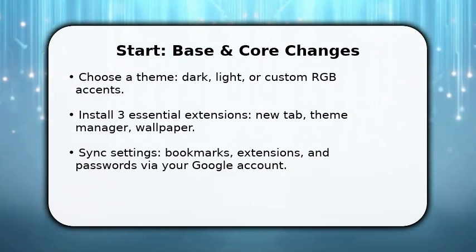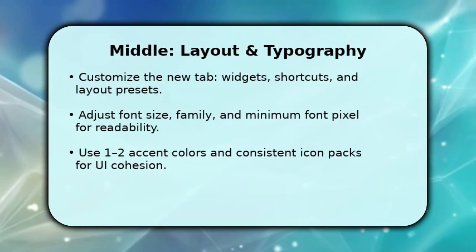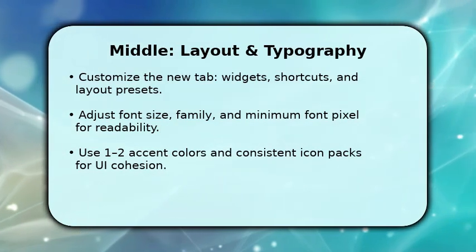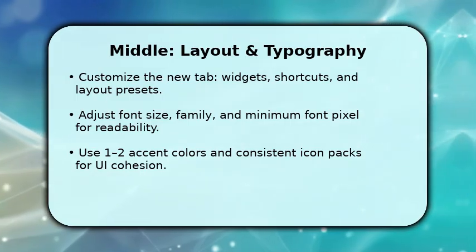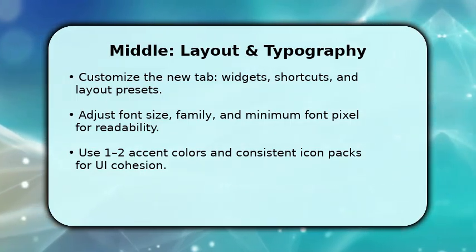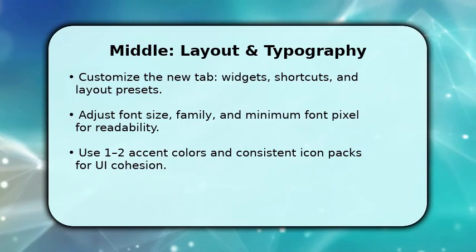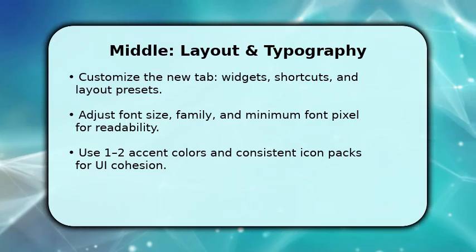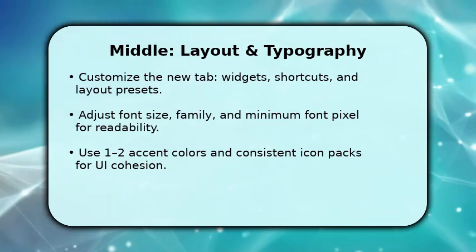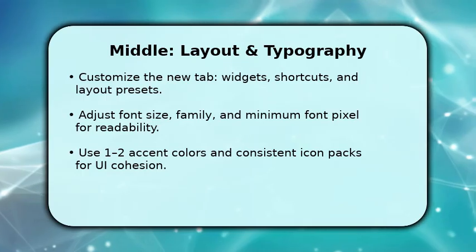Now refine the layout and typography to make Chrome feel intentional. Start by tailoring the new tab page, add widgets, set shortcut tiles, and choose a layout preset that prioritizes what you use. Then adjust fonts. Pick a family and set sizes and minimum pixel values so text remains crisp at all zoom levels. This improves legibility and balance.